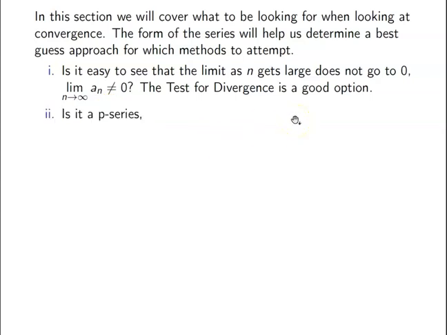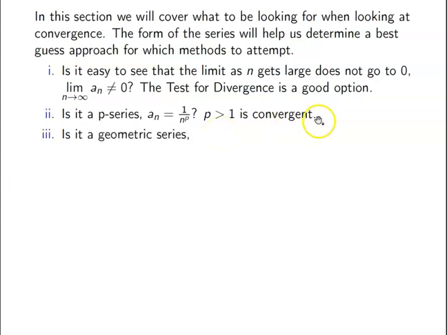If it's a p-series, we can tell pretty quickly by looking at it whether or not it converges. So if our sequence has the form 1 over n to the p, if p is larger than 1, it's a convergent p-series. If p is equal to 1 or less, then it's divergent, right?